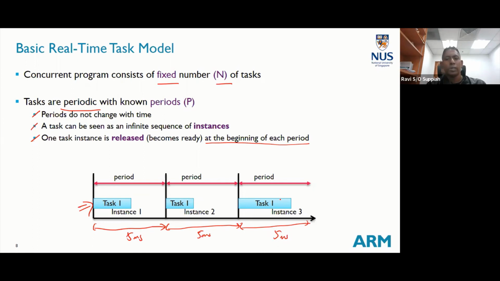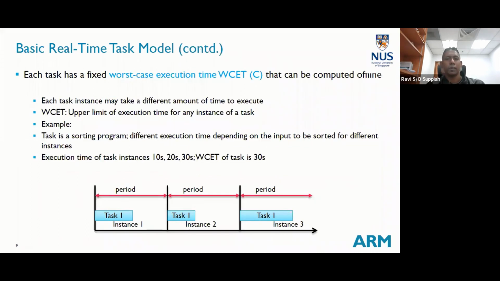And at the same time, you can see that each instance of the task has a different computation time. Task 1 is a bit in the middle, instance 2 is a bit shorter, and instance 3 is a bit longer. So each instance has a different computation time. That is the next thing we're going to look at, which is called the worst case execution time. And this is quite common.